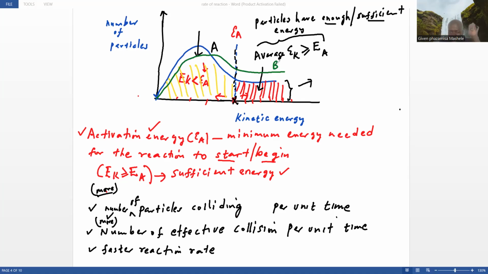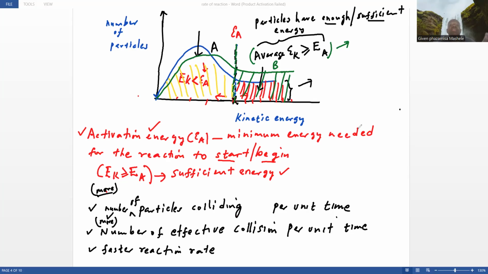What is very important is that we need to consider where the kinetic energy is bigger than the activation energy, which means this point here. Now let's shade the area of B. We're concerned where we have sufficient energy, because for the reaction to begin, the reacting substances must have sufficient kinetic energy and correct orientation. It means that both graph A and B have sufficient energy.